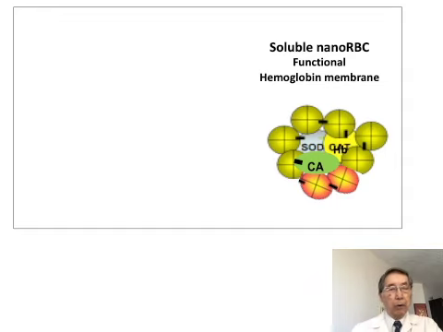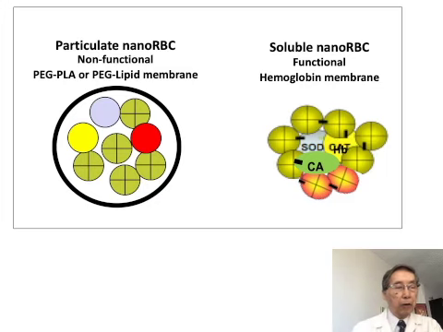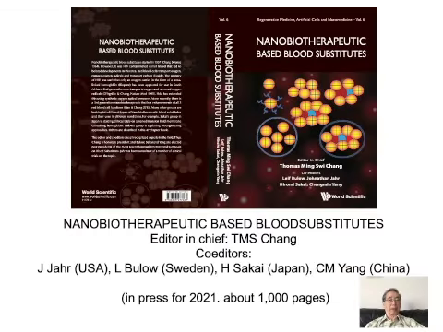So we have the soluble nanohemoglobin with functional membrane. You can also prepare nano-red blood cell with non-functional membrane, PEG, PLL, or PEG lipid membrane. For more detail, you can refer to the book on nanobiotherapeutic-based blood substitute.